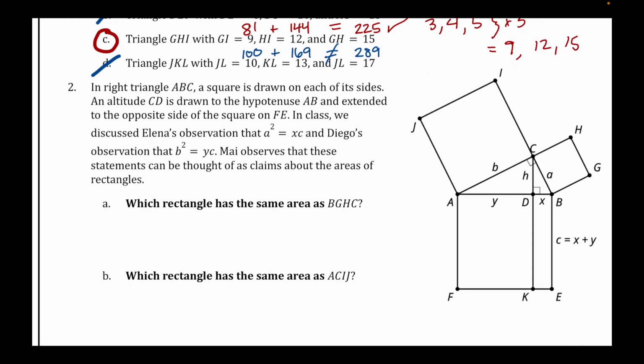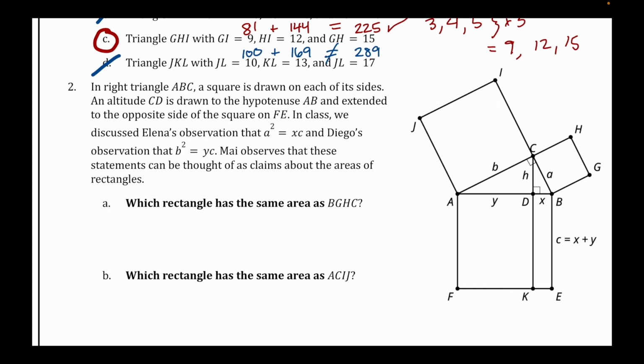So on to question 2, because if I keep going at this pace, this is going to be an hour-and-a-half video, and I don't want that for you or for me. So in number 2, in the right triangle ABC, a square is drawn on each of its sides. So ABC, squares drawn, kind of with areas. An altitude CD is drawn to the hypotenuse AB.